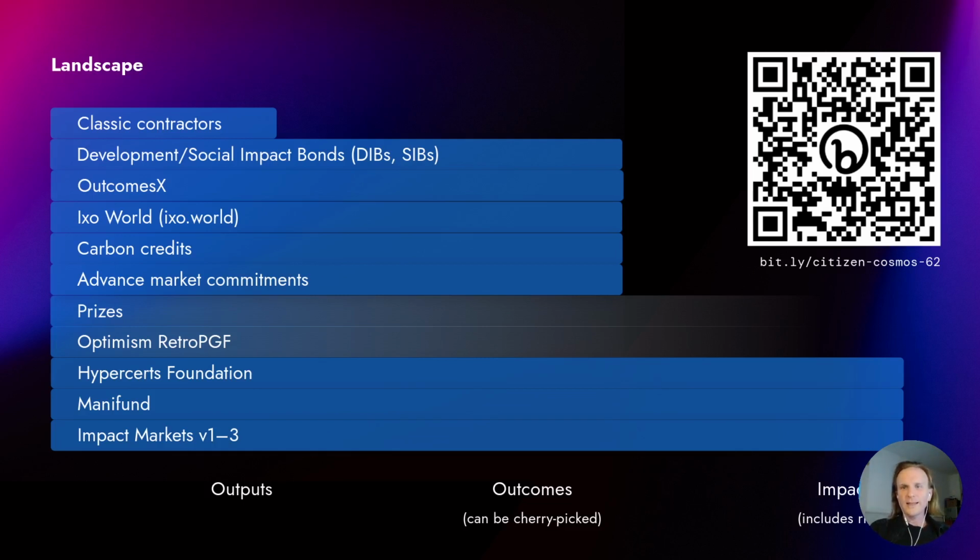If you follow this link or this QR code, there is a podcast interview that is the latest one that I could find with the founders of ICSO. And that is probably a really good source of information on ICSO, since I won't cover them much more in this presentation.